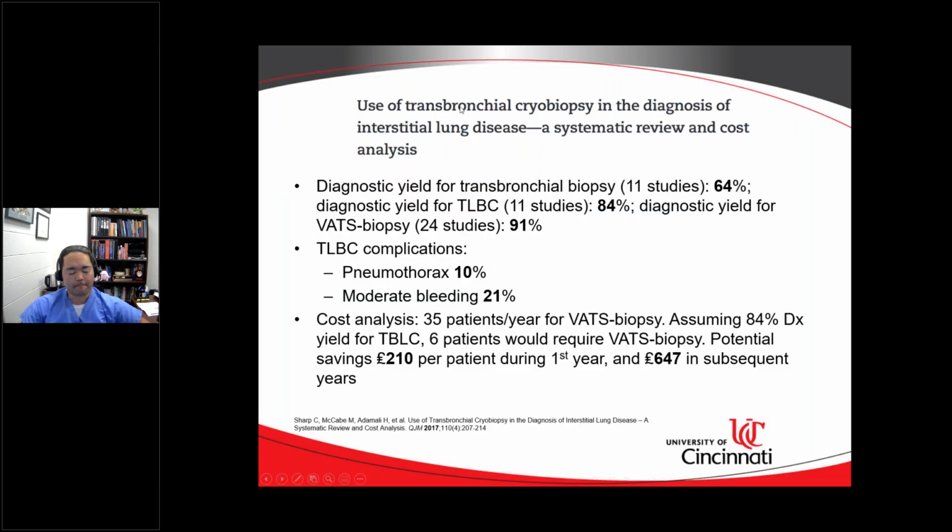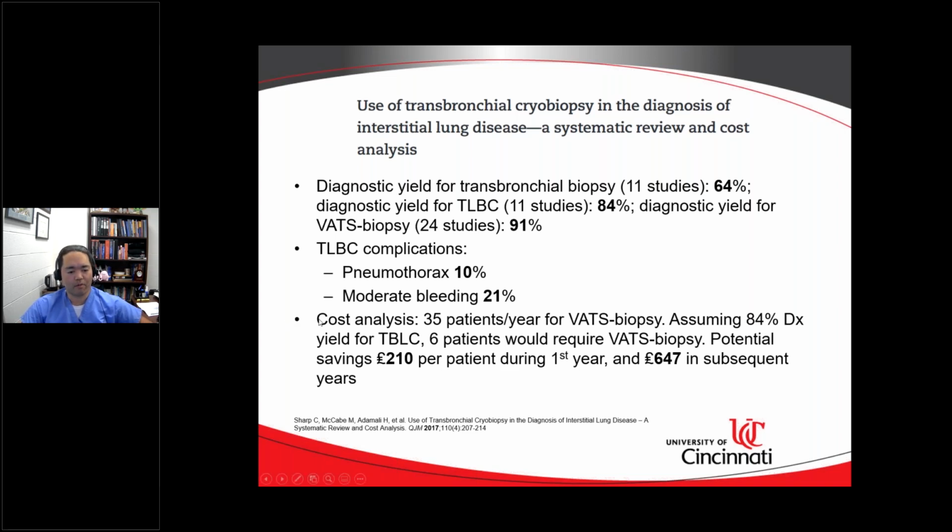There's another meta-analysis that comes from QJM. I think it's Quarterly Journal of Medicine, I don't remember. It's from 2017. What I think is really interesting here is that they pooled the diagnostic yield for transbronchial biopsy, transbronchial cryobiopsy, and VATS, or surgery. Interestingly enough, I couldn't believe why the diagnostic yield for transbronchial biopsy was so high, 64%, when in the 2018 guidelines it's like 35 to 38%. Cryobiopsy was a little more generous, 84 instead of 79, and VATS biopsy around 88 to 91. Again, pneumothorax in single digits, moderate bleeding 21. Remember, the other one was 39. So basically, not a uniform comparison.